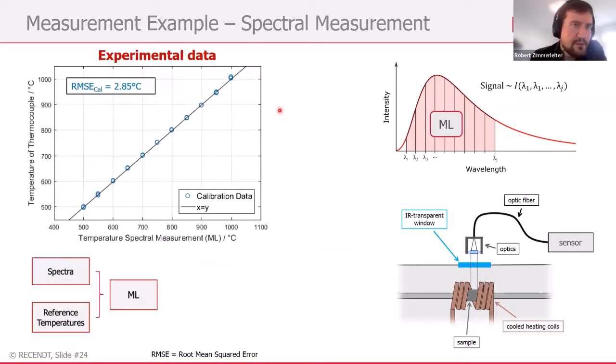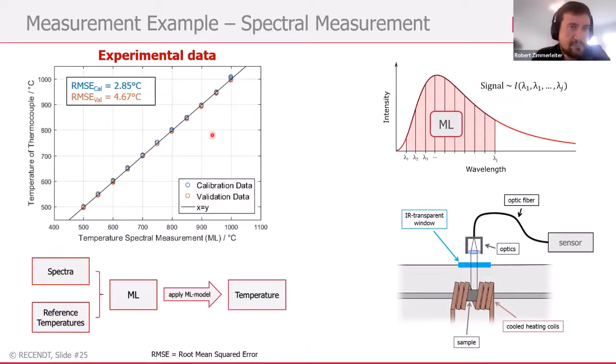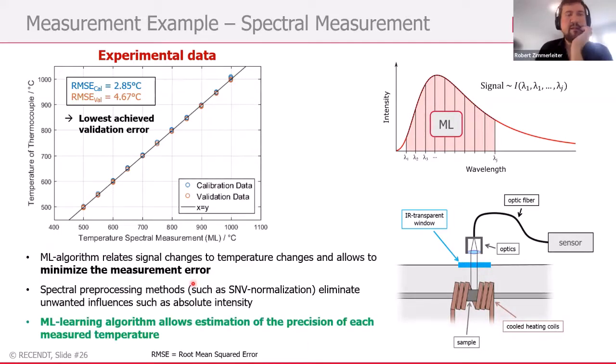So when we do this in practice for the calibration data, here again, thermocouple temperature on the Y-axis, temperature from the spectral measurement for the calibration data on the X-axis, cross-validated, the average error for the calibration is again roughly 3 degrees Celsius. And when we apply it to newly measured data, we again can bring the error down to under 5 degrees Celsius with this method, which is the lowest achieved validation error in this case.